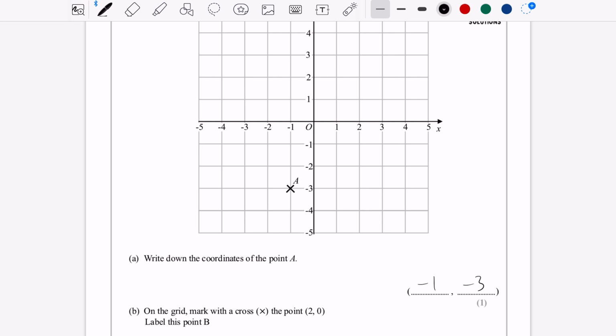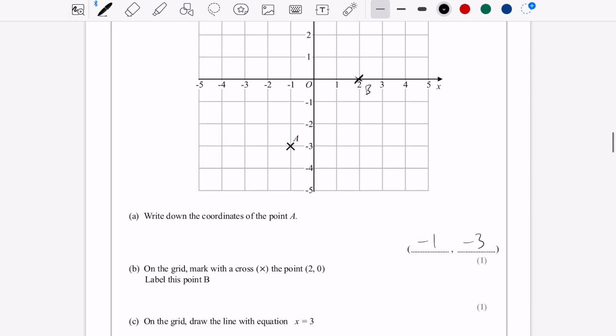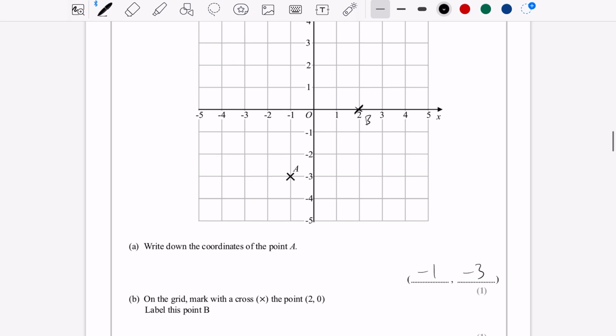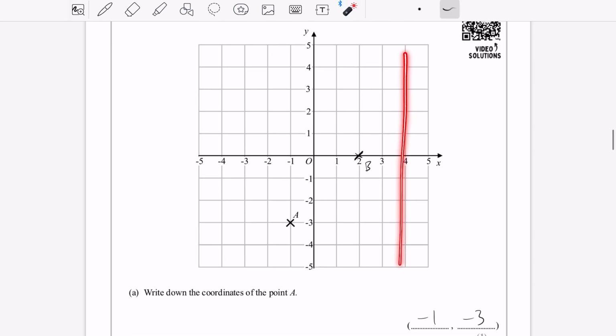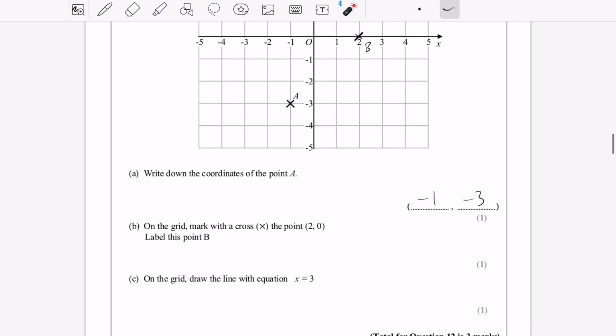Okay, mark with a cross the point 2, 0, so 2 along and 0 up is here, that's B. And then draw the equation of the line x equals 3. Now your x equals lines are vertical, okay? So for example, x equals 4 is here, x equals -3 is here, but we want x equals 3.